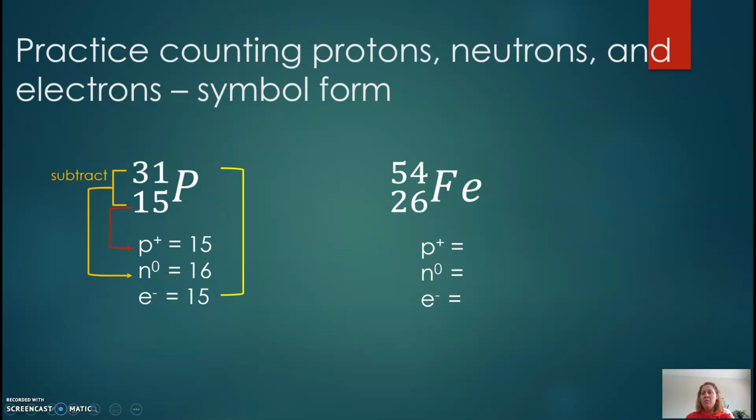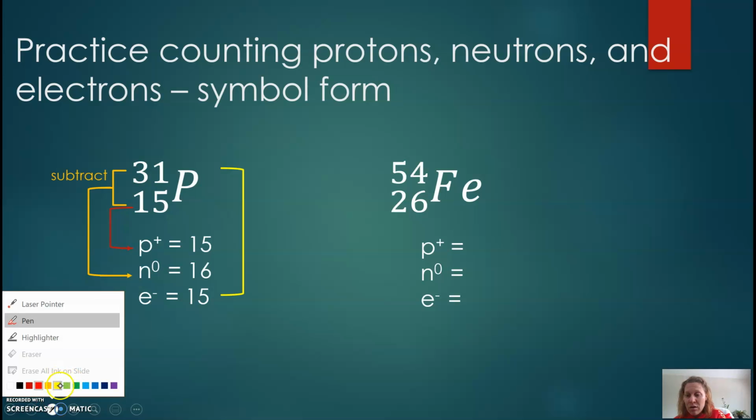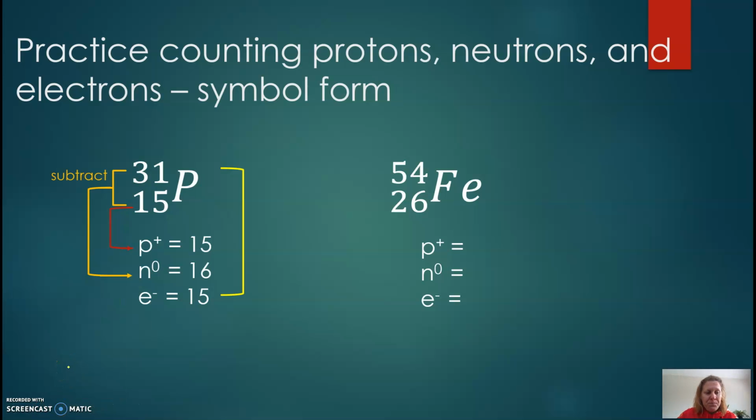Okay, so this one I'm pretty sure I have to write things in. So FYI, when you do your homework, pick a light color because it's all going to be on this background. So protons is the same as this bottom number, so iron is 26. Neutrons, if you do 54 minus 26, is 28. Is it 28? I hope it's 28. And then electrons is the same as protons, so that's now 26.